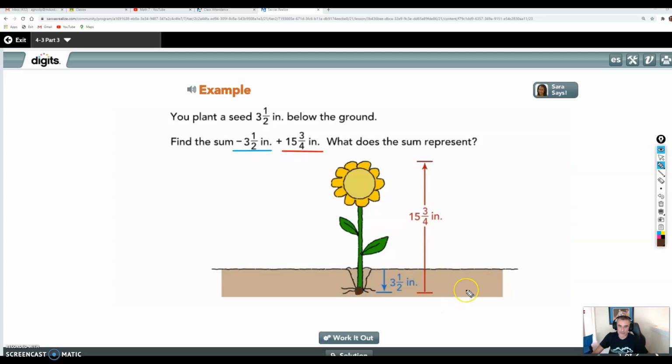So what we're trying to figure out, it says, what does the sum represent? Well, what that sum represents is how tall the flower is above the ground. We're actually trying to find the distance from the ground to the top of the flower, right? So if I add these two together, I'm going to get the length of this green line right here.